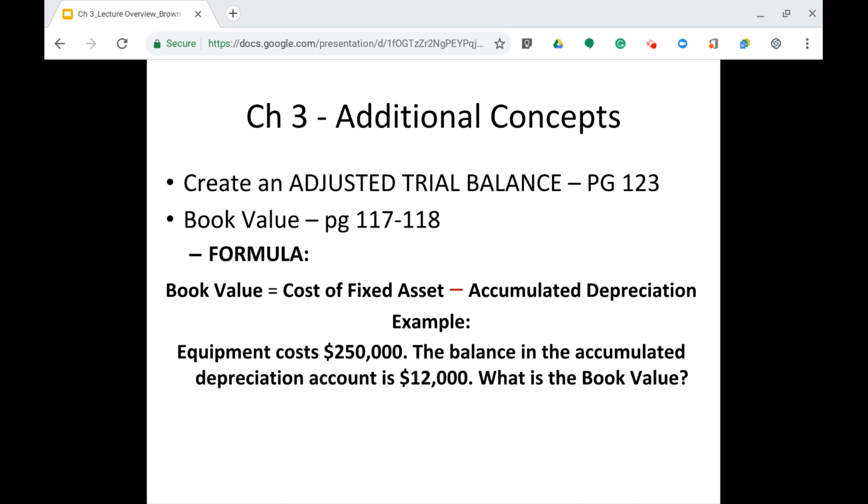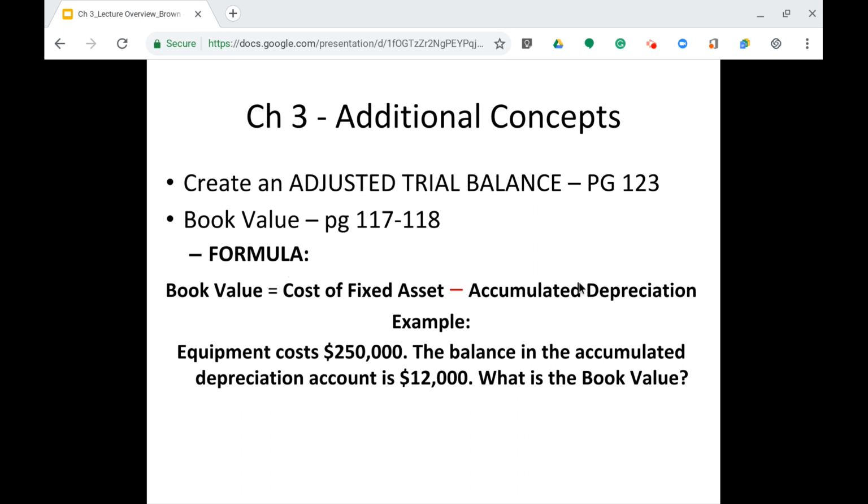Therefore, the governing bodies of accounting, financial accounting standards boards, etc., created a contra account, accumulated depreciation. This is going to hold all the depreciation that you've accumulated over the years for whatever the asset is. When you put the two together, cost of the asset minus accumulated depreciation, you get book value. So book value equals whatever the original cost of the asset is minus whatever has been accumulated to date.